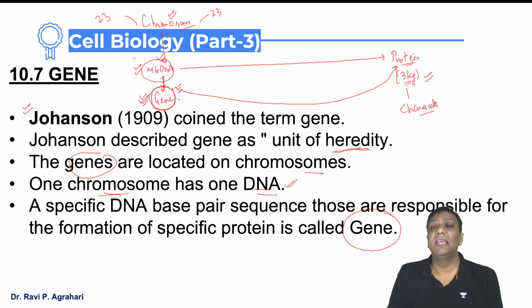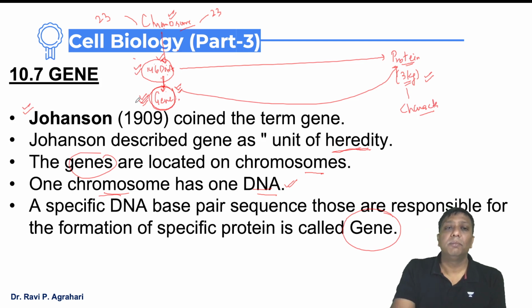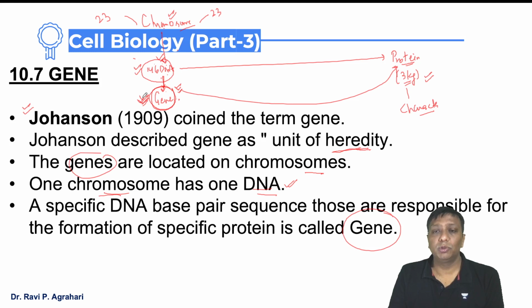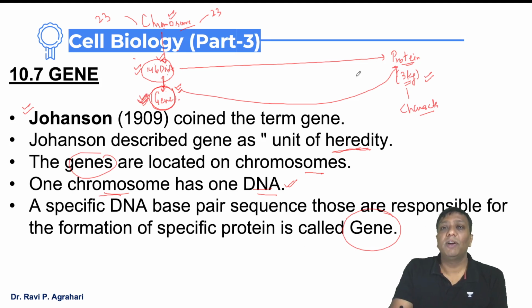So you have a black eye character. Why do you have a black eye character? Because you have black eye genes. Suppose you have a sickle cell anemia disease. So why do you have a sickle cell anemia disease? Because you have a sickle cell anemia protein that is synthesized.